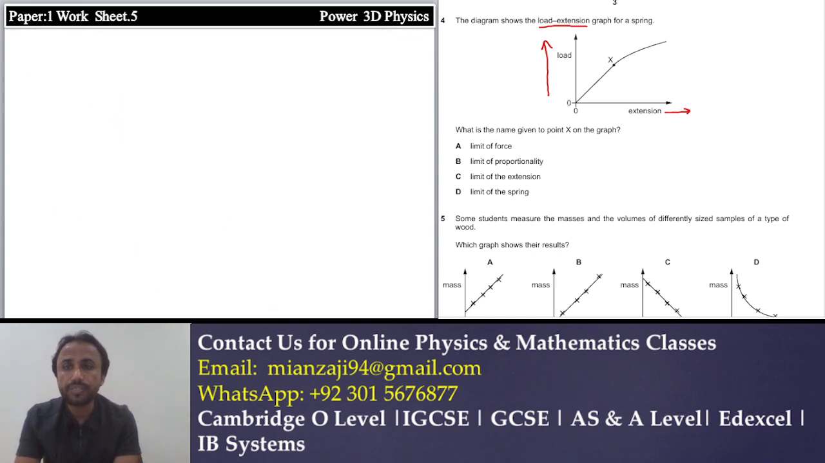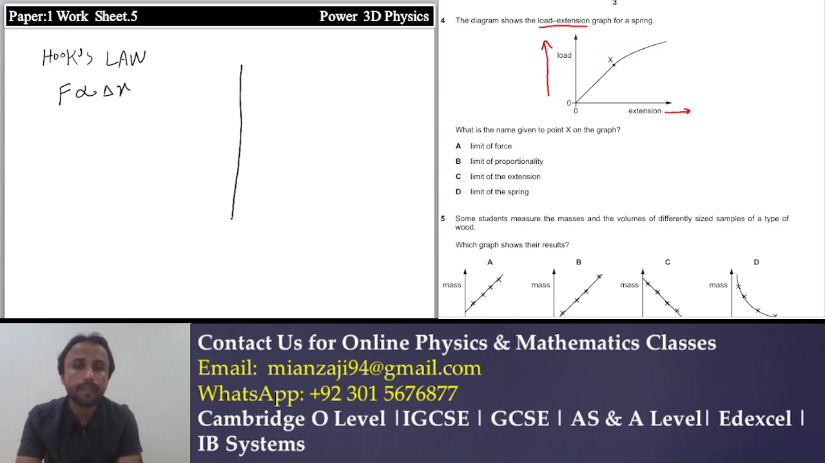A well-known equation you can understand is Hooke's law. F is directly proportional to delta x. This is Hooke's law in mechanics. First of all, I will give you an example. I will draw here for the sake of understanding.